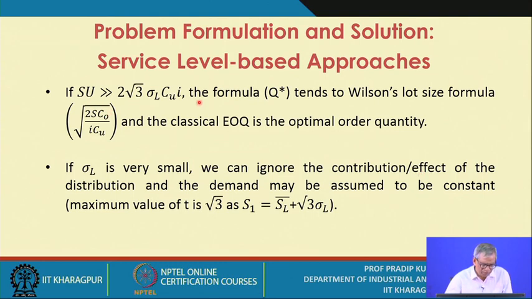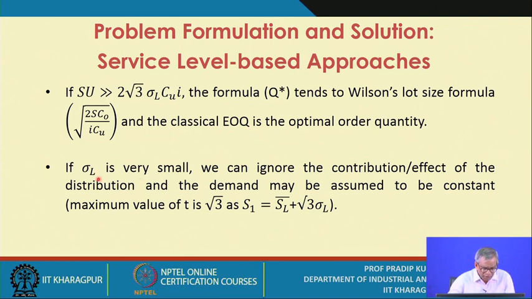Now there are two conditions you have. The first condition is if S into U, where S is the yearly demand in physical units and U is the out of stock cost per unit, the shortage cost per unit short, is substantially greater than 2 root 3 sigma L Cu into I, then the formula Q star tends to Wilson's lot size formula. And what is that formula? We have already derived it in the previous lecture session. That is root over twice S C0 by ICU, and under this condition the classical EOQ formula you can use, and this classical EOQ is considered to be the optimal order quantity.